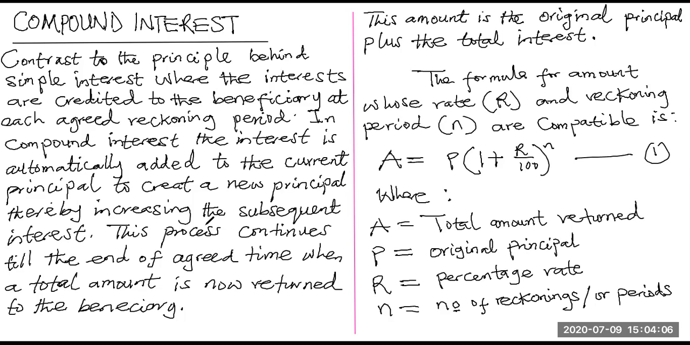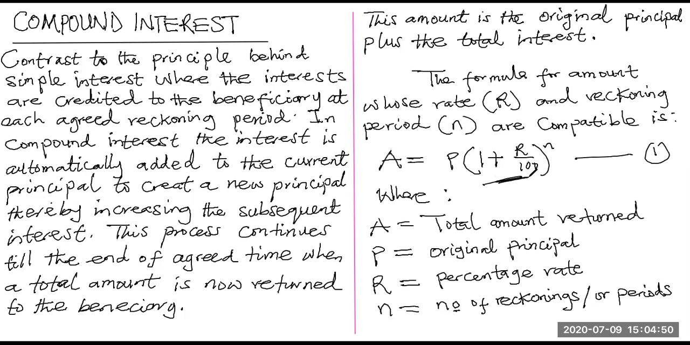So this process continues to the end of the agreed time, when the total amount is now returned to the beneficiary. And what is the total amount? Remember, in a normal circumstance of compound interest, take note of normal circumstance, you are credited only once. And once, you are given all the money that is due unto you, both all your profits and the amount of money you invested. So that is why we now have a formula for the compound amount, which is P into 1 plus R all raised to the power n.